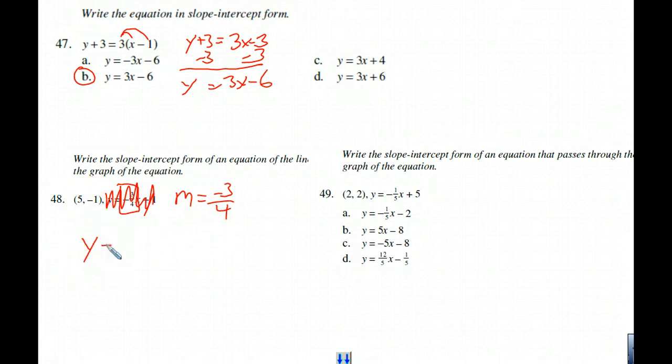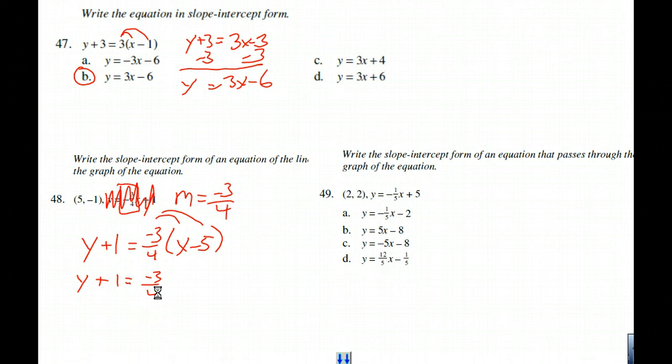So y minus negative 1 will be y plus 1 equals negative 3/4 times x minus 5. And solve that for y. So we'll have to distribute, do the same thing we just did above. y plus 1 equals negative 3/4 x plus, again if you need to, put it over 1, plus 15 over 4, and then go ahead and subtract 1 from that, which is the same as 4 over 4. So we have y equals negative 3/4 x, 15 minus 4 is 11 over 4. And there you have it.